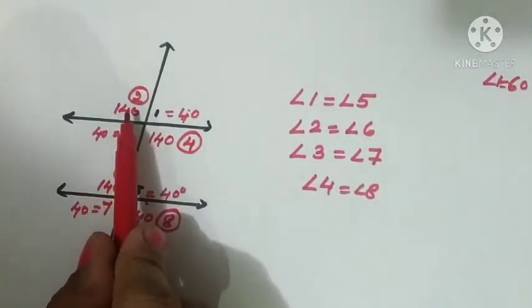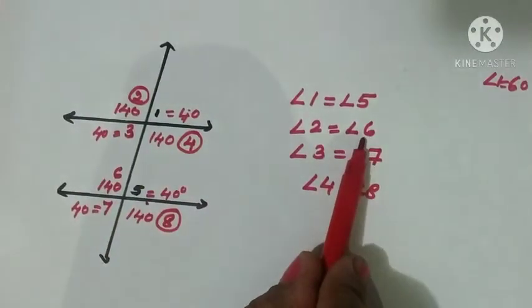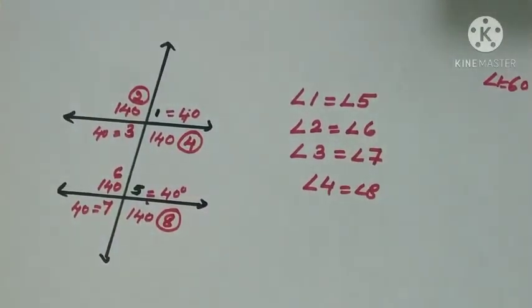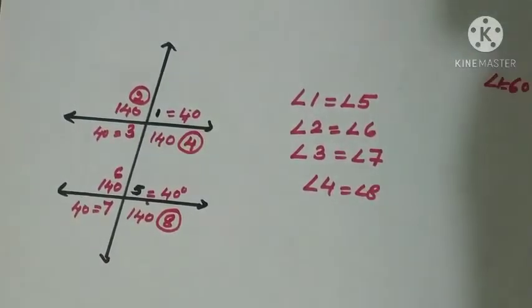If angle 2 is equal to 120, what can you say about angle 6? That is also equal to 120. So what is the concept we learned here? When a transversal cuts two parallel lines, each pair of corresponding angles are equal.